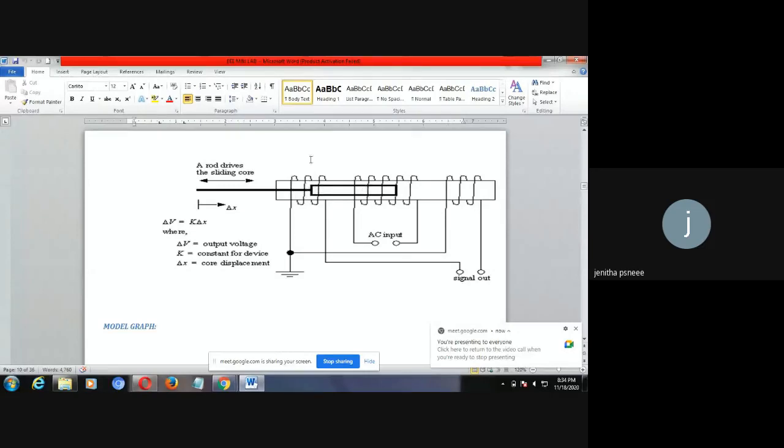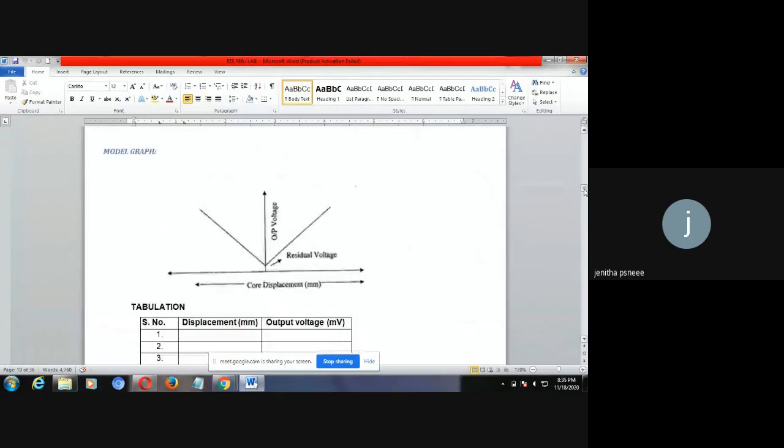Okay, so when the arm moves towards the left side, the output voltage will be positive. When the rod moves towards the right side, the output voltage will be negative. Okay, so now we can see the tabulation. See here, this is a graph, because it depends upon the core displacement. When the arm moves towards the left, the output voltage will be positive, increasing linearly. When the mobile arm moves towards the right position, the output voltage will be negative. So it mainly depends upon the comparison of the EMF induced in the secondary; this graph is based upon the induced EMF.